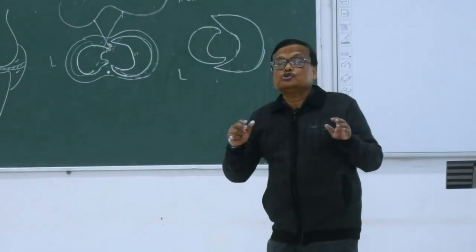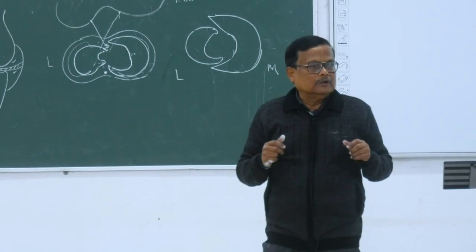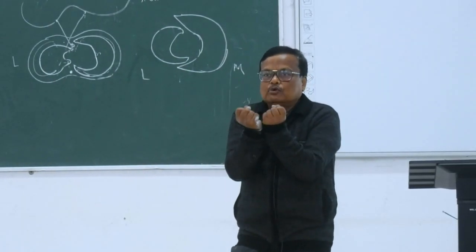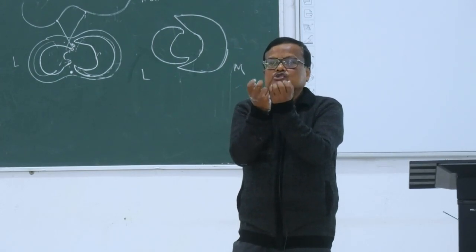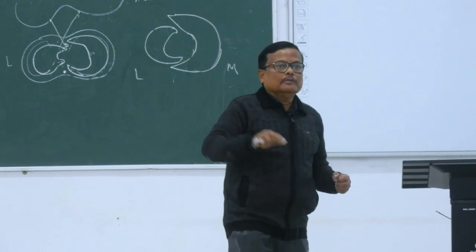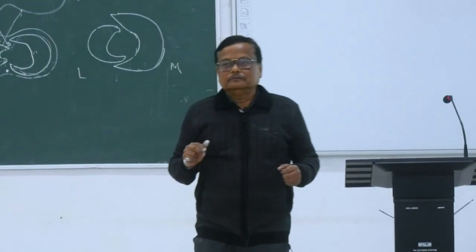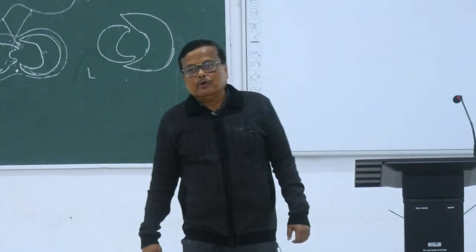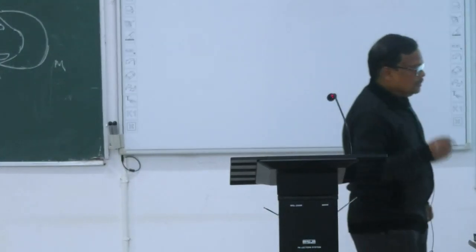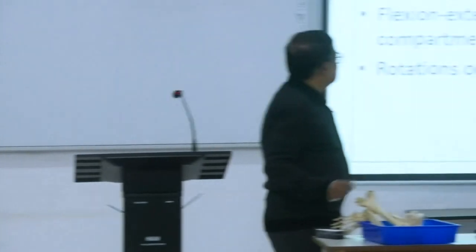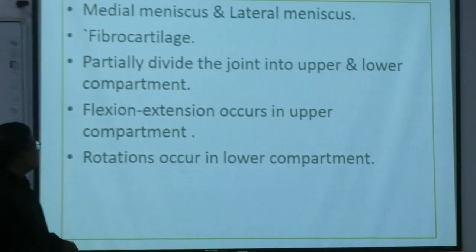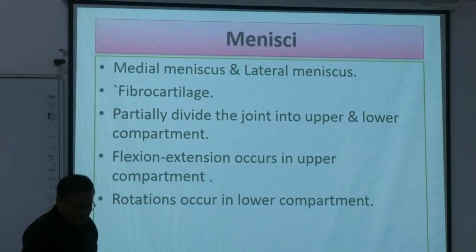Number three, it acts as a shock absorber. Shock, এই যে অনবরত পড়ছে, জার্কিং, as it is a fibrocartilage, it acts as a shock absorber. Number four, it helps in the movements of the knee joint. So meniscus is very important. Similarly, meniscal tear is important. Bucket handle এগুলি আসবো আমি পরে। আচ্ছা, flexion and extension occurs in the upper compartment and rotation occurs in the lower compartment.